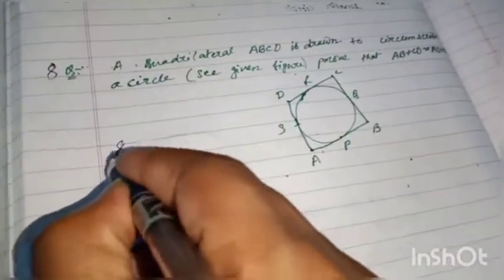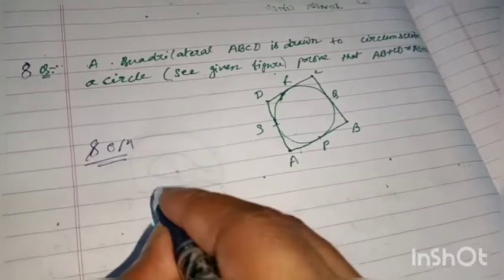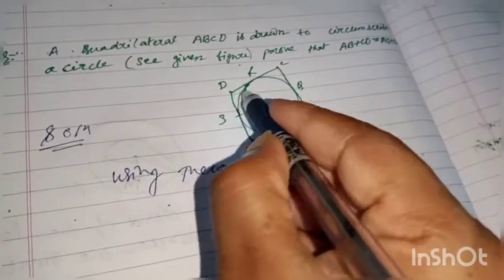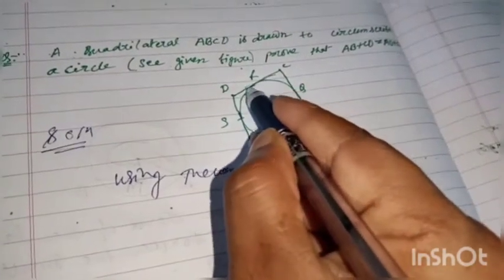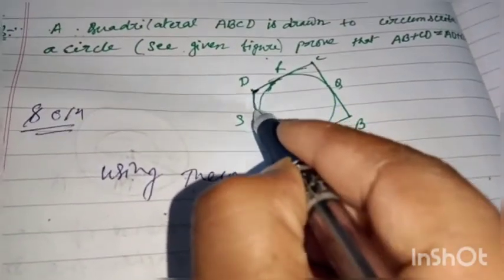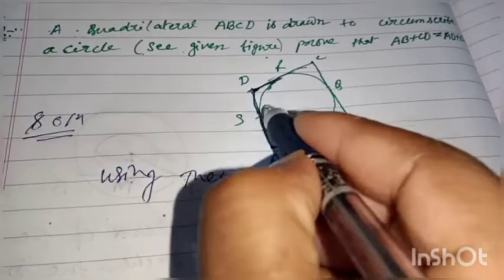Solution. The figure is already given here. So using a theorem, we know that the length drawn from the tangent, see, this is a tangent. If you see clearly here, D is the external point, and this is also a small tangent. So we can use the theorem here.